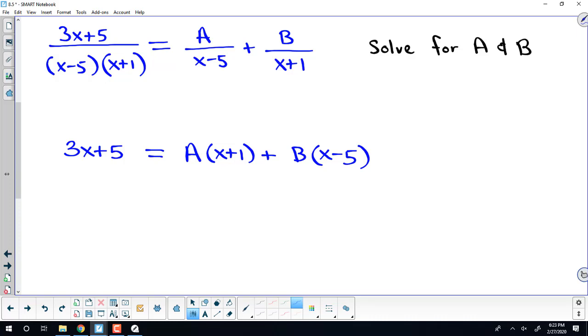Does that make sense? We're just multiplying both sides by (x minus 5), (x plus 1). My bad.